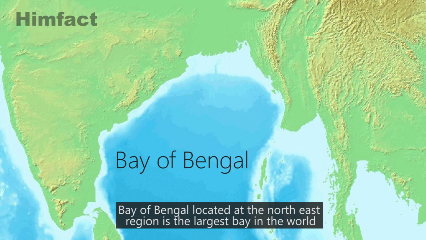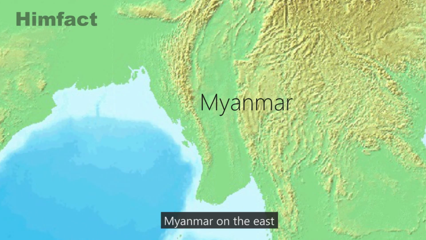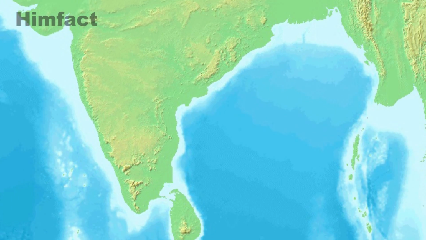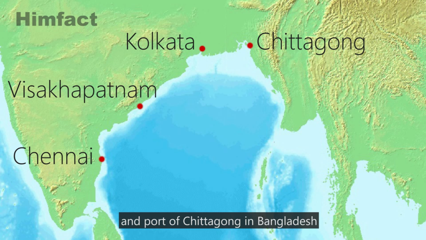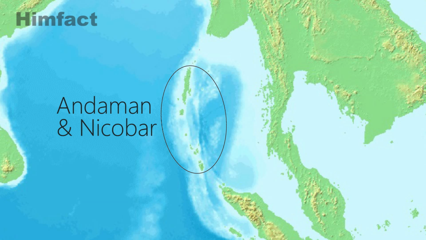Bay of Bengal, located at the northeast region, is the largest bay in the world, with Bangladesh to the north, Myanmar on the east, and Sri Lanka and India to the west. Major seaports in the bay include ports of Chennai, Visakhapatnam and Kolkata in India, and port of Chittagong in Bangladesh. Andaman and Nicobar Islands of India are the largest chains of islands or archipelagos in the region.